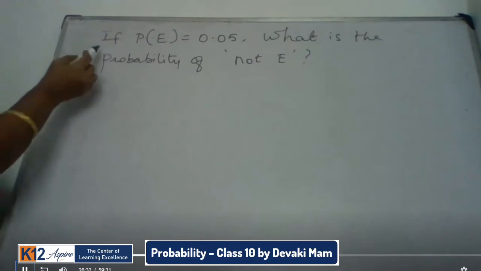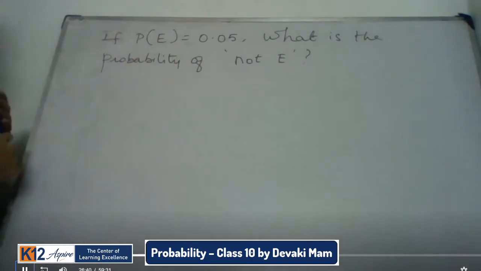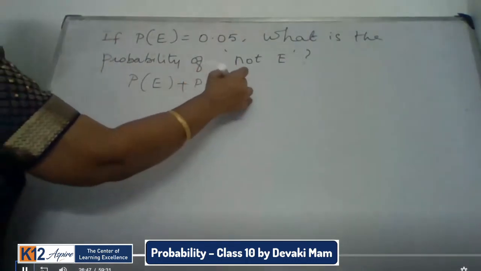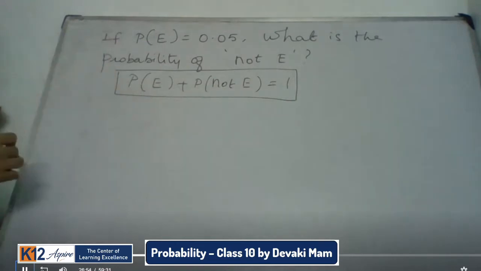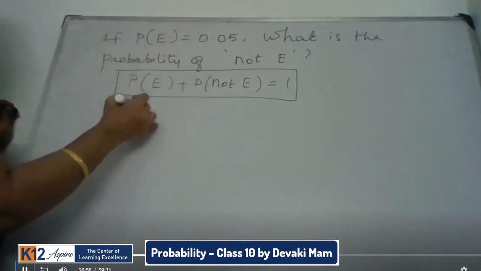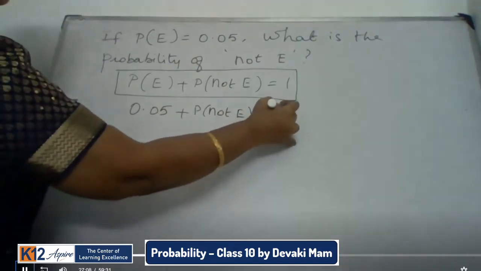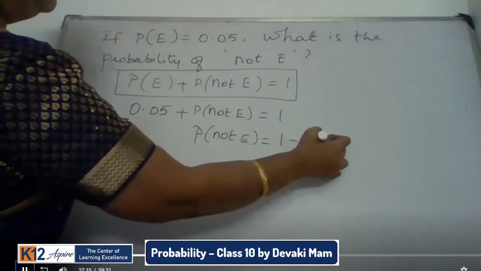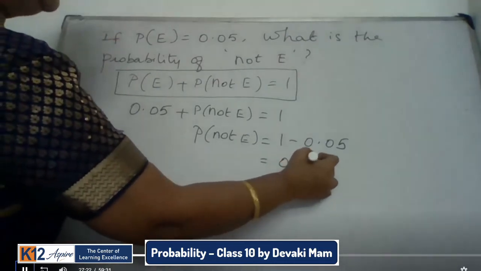See this question. If probability of E is equal to 0.05, then what is the probability of not E? Already we know the formula: P of E plus P of not E is always equal to 1. So we are going to use this here. Substituting the P of E value, 0.05 plus P of not E, which we are going to find out, equals 1. So P of not E is equal to 1 minus 0.05, which gives 0.95.